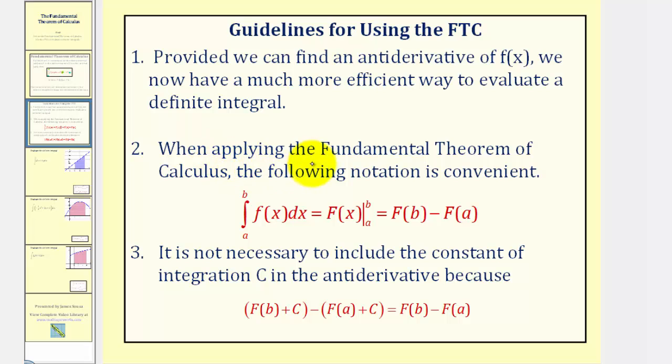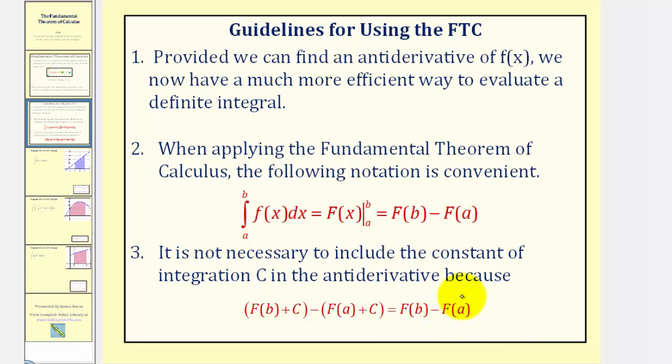Two, when applying the Fundamental Theorem of Calculus, the following notation is often used, where we first find the antiderivative function, big F of x, then this vertical bar means we evaluate this at b and then subtract the value at a. And three, it's not necessary to include the constant of integration C in the antiderivative because notice how if we did, when we find this difference, the constant would simplify to zero, leaving us with big F of b minus big F of a.